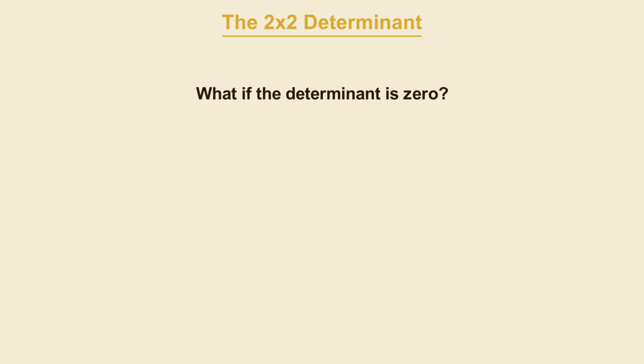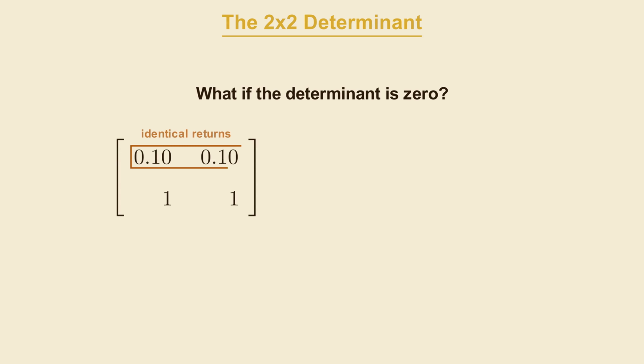So what would it look like if the determinant came out to 0? Imagine for a moment that the two assets had an identical expected return, both of them 10%. Then both entries in the top row would be the same, and AD minus BC just collapses to 0. And that has a real interpretation. If the two assets have identical returns, then there's no way to uniquely determine how much to put in one and the other in order to hit your target return. Any mix of them is going to give the same answer. So the system does not have a unique solution.